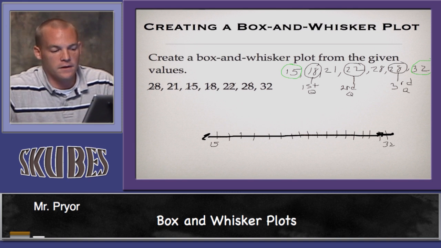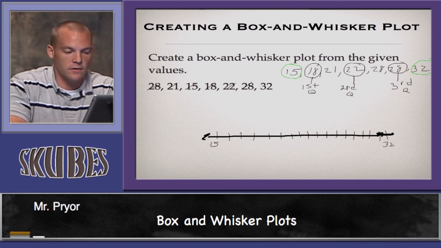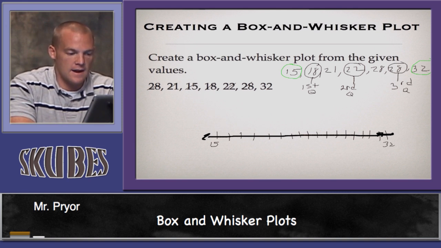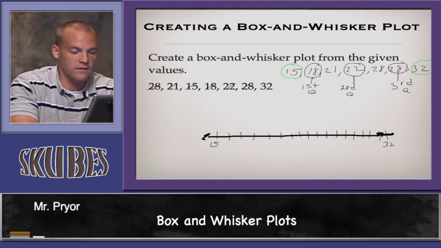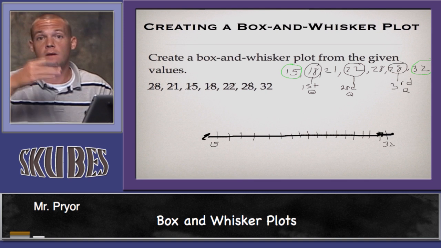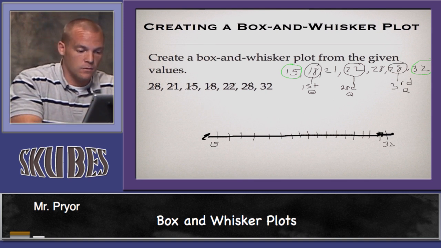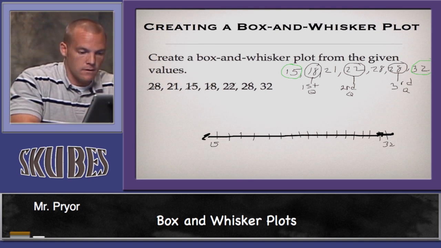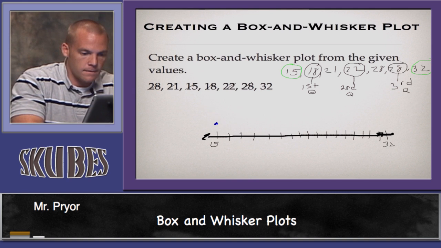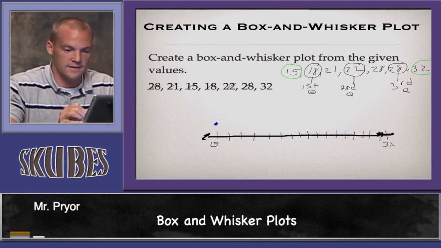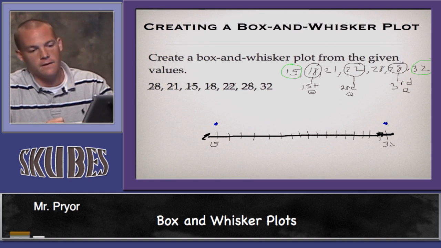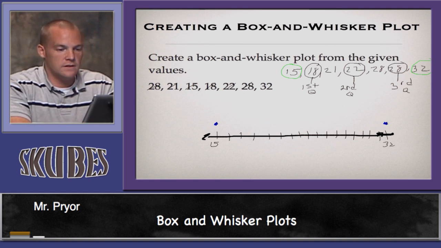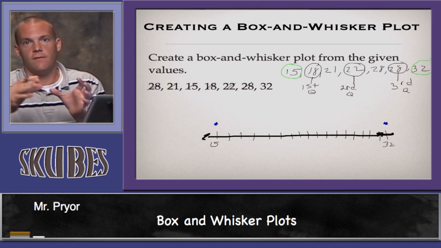Okay, I'm going to label my lowest and highest numbers first, and then go ahead and place dots above them. Okay, these dots, when you make a box and whisker plot, don't go on the number line, they go above the number line. So I'm going to place one dot right above 15, and I'm going to place a dot above 32. And you try to keep them as even as you can. All right. And then what you're going to do is go ahead and do the same thing for each quartile.